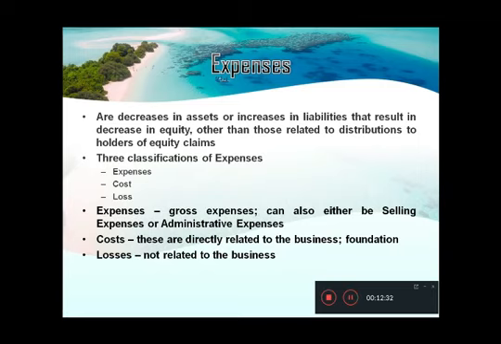So, 3 classifications of expenses: cost, expenses, and loss. Gross expenses can also either be selling expenses or administrative expenses. Kasi po yung expenses dito, pwede siyang as general or pwede din as expenses na selling and administrative. So, yung cost, yung directly related sa business or yung kanilang puhunan. Ito yung mga cost of labor, cost of materials and indirect labor, indirect materials o yung overhead. Tapos yung losses, not related into the business, kagaya ng gains.